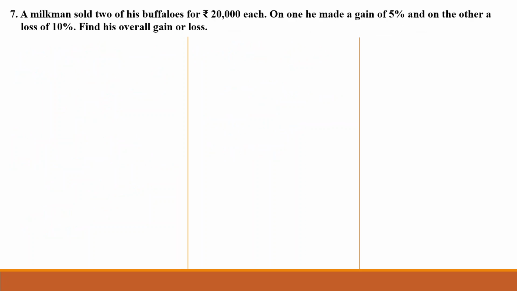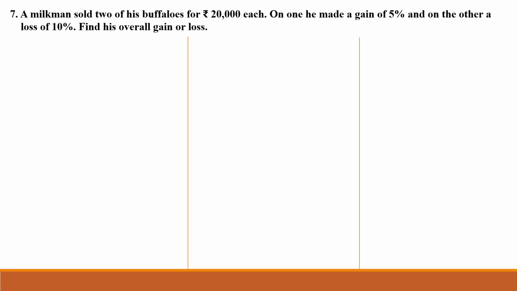That's question number 7. A milkman sold two of his buffaloes for rupees 20,000 each. On one he made a gain of 5% and on the other a loss of 10%. We need to find out the overall gain or loss. To find that, we need the overall cost price and the overall selling price. In this question, the selling price is given. We need to calculate the cost price. So we will begin with the solution now.